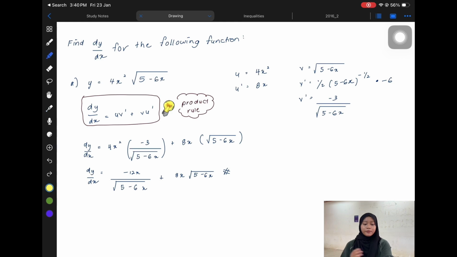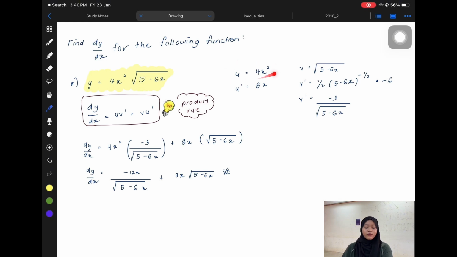So today I will explain how to find dy over dx for the given functions using the product rule and the quotient rule. So let's start with the first question. The given function is y equals 4x squared times the square root of 5 minus 6x. This function is a product of two terms, so we apply the product rule.